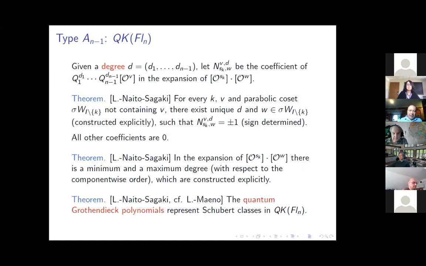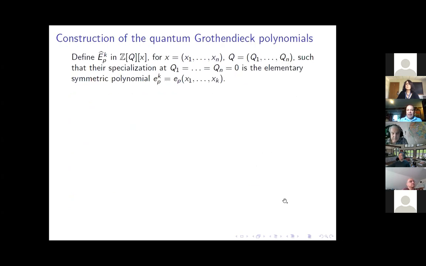And another important thing, we can prove another older conjecture of mine with Maeno, with whom we constructed so-called quantum Grothendieck polynomials. Now we can show that these represent Schubert classes in the non-equivariant K-theory of the type A flag variety, Fl(n). I think I still have a little time, so I can recall in just one slide how these quantum Grothendieck polynomials are defined.